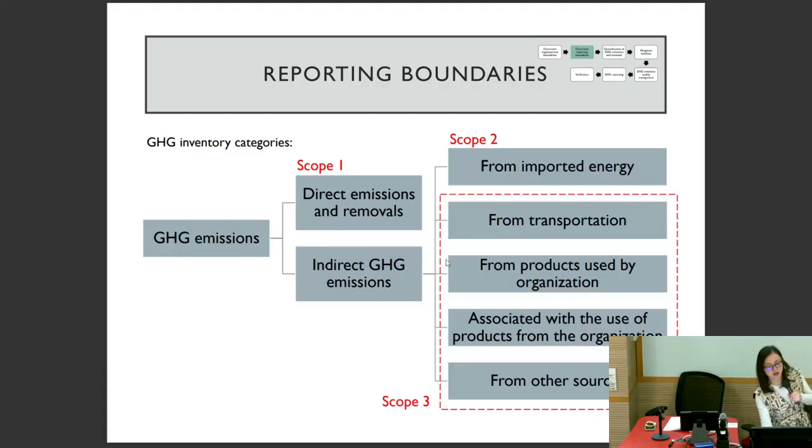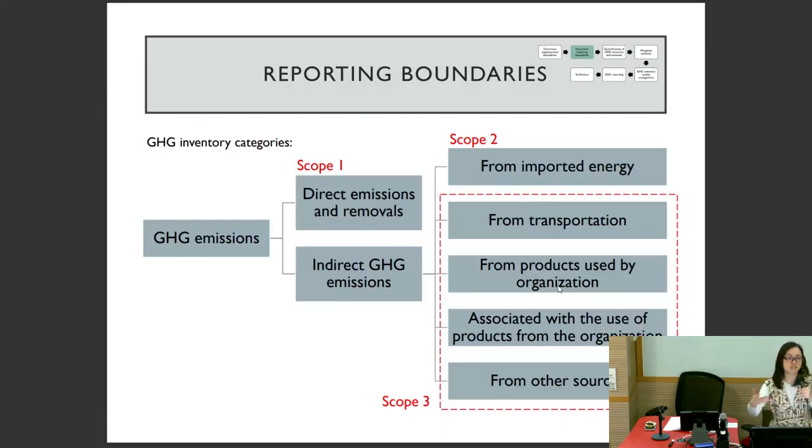And all the other emissions would be scope 3. For example, from transportation. You took some train, or you drive, or you take a bus to attend this lecture. Then these are indirect emissions. Or maybe from the products used by the organization, such as furniture, or in the canteen, we consume food, or in your company you drink coffee. These would be under scope 3.